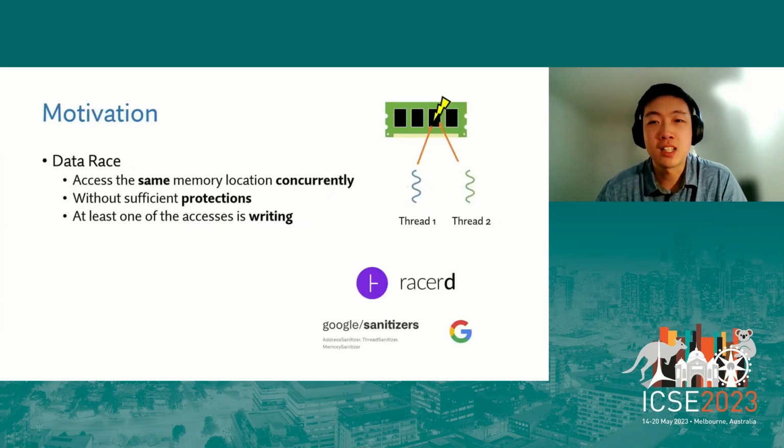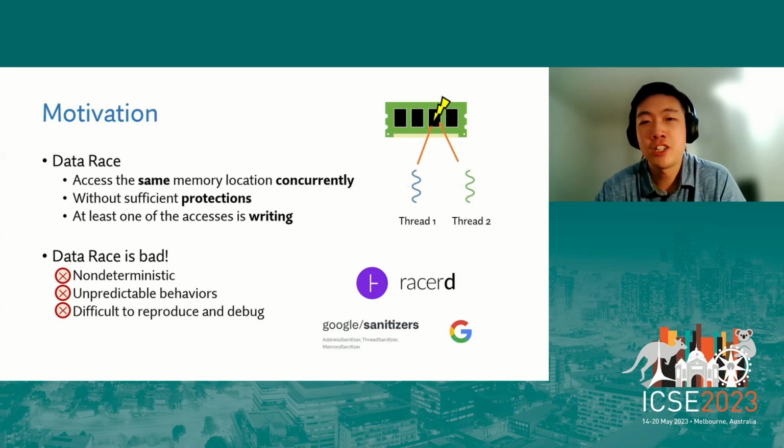So data race is a common problem in multi-threaded programming. It occurs when two or more threads in a single process access the same memory location concurrently without sufficient protections, and at least one of the accesses is a write. Due to the non-deterministic nature, data races often lead to unpredictable behavior and are notoriously difficult to reproduce and debug in production environments. The race detection problem has inspired a significant amount of research in different languages and platforms, such as RacerD for Java and ThreadSanitizer for C++.